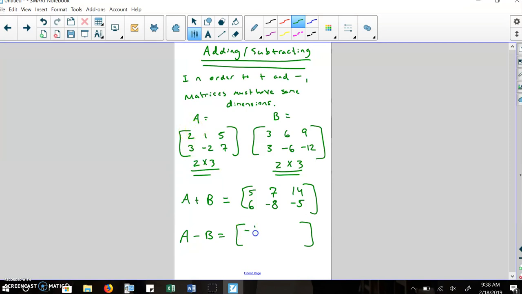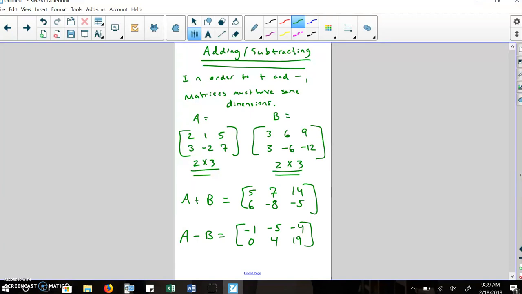So 2 minus 3 is -1, 1 minus 6 is -5, 5 minus 9 is -4, 3 minus 3 is 0, -2 minus -6, be careful here, that becomes -2 plus 6, that would be 4, and 7 minus -12, I'll end up adding those and I'll get 19. Okay, so there's the general gist of adding and subtracting. Again, fairly simple. It does get a little bit more complicated when we get to multiplying, which we will do in the next video.